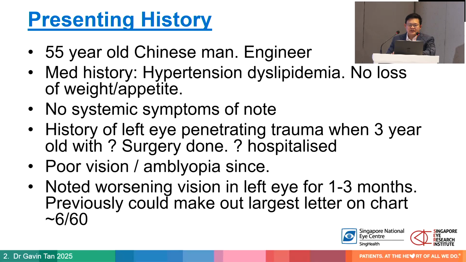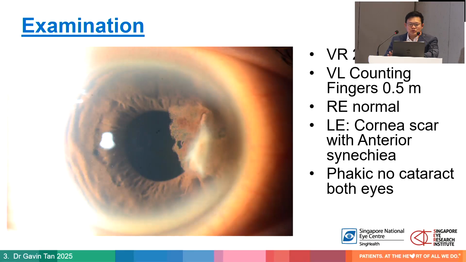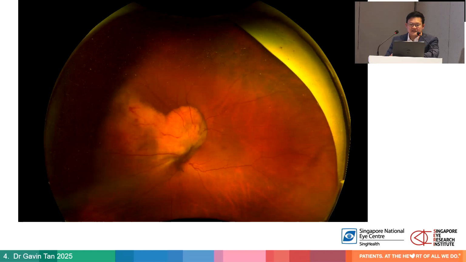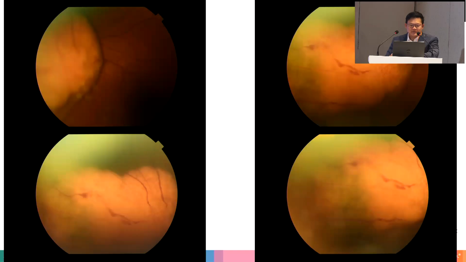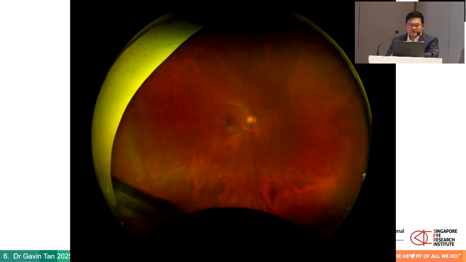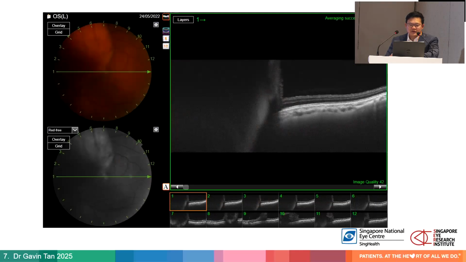But we know that eye had poor vision and amblyopia since, but he was previously still able to make out 6/60, and vision had worsened over the last 1 to 3 months. So right eye vision was normal, the left eye was only counting fingers. In the left eye there was an old corneal scar, which is consistent with his history of ocular trauma. And in the left fundus we see this large, pale, slightly hemorrhagic looking, irregularly shaped tumor. And the tumor looked very vascular on a close-up clinical examination. And the other eye was unremarkable.